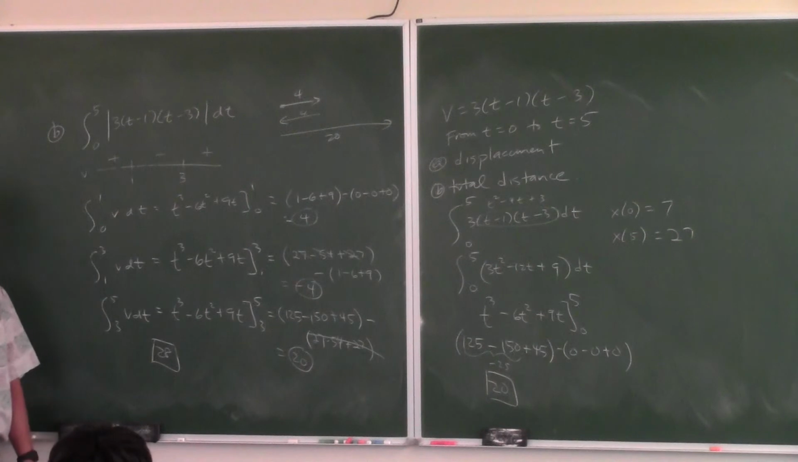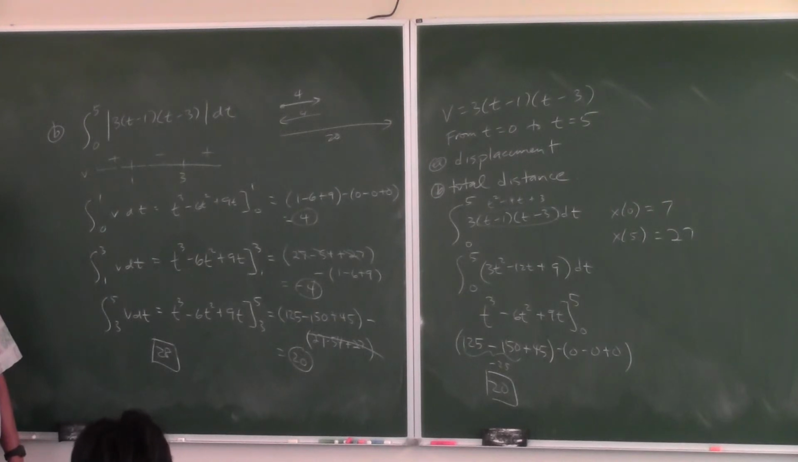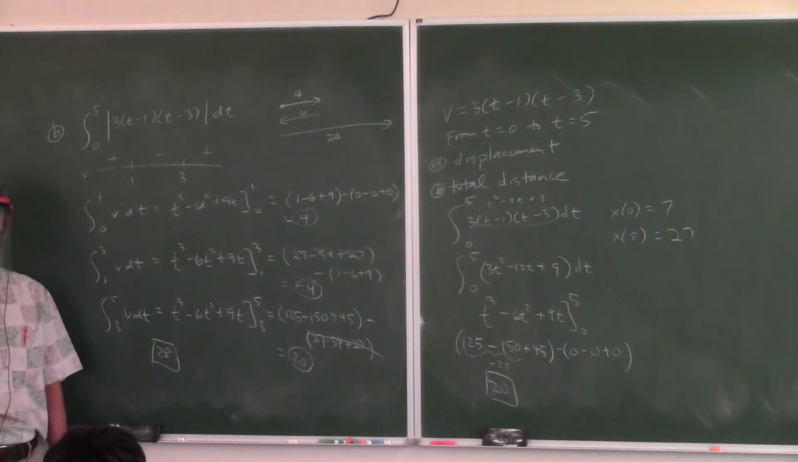Henry? So on the test, if you have the A and the B parts, and we just do all the work for part B, can we just write, for this example, 20 on part A without showing work? Yeah? Okay. Yeah, that's what I would do.